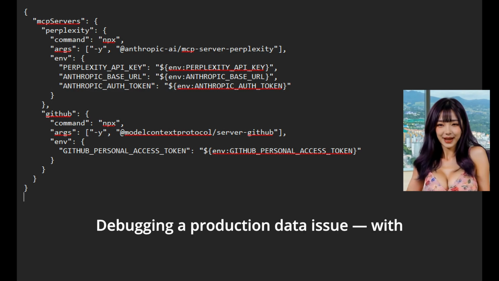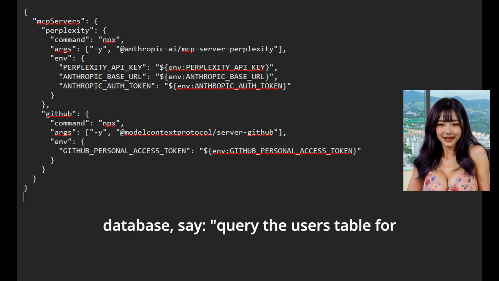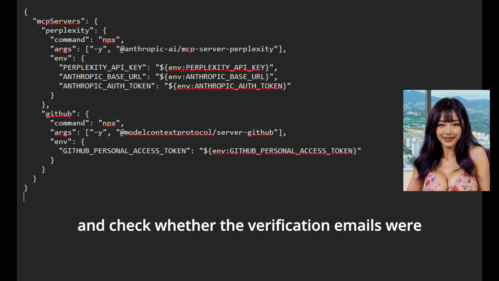Number 1. Debugging a production data issue. With the Postgres MCP connected to your staging database, say, query the users table for records created in the last 24 hours where email_verified is false, and check whether the verification emails were queued.